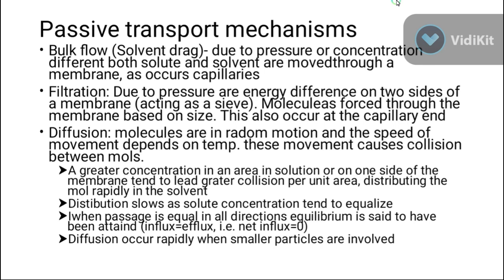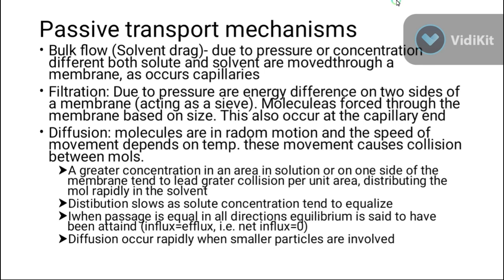Diffusion: molecules are in random motion and the speed of movement depends on temperature. This movement causes collision between molecules. A greater concentration in an area in solution or on one side of the membrane tends to lead to greater collision per unit area, distributing the molecules rapidly in the solvent. Distribution slows as solute concentration tends to equalize. When passage is equal in all directions, equilibrium is said to have been attained. Influx equals efflux, i.e. net influx equals zero.